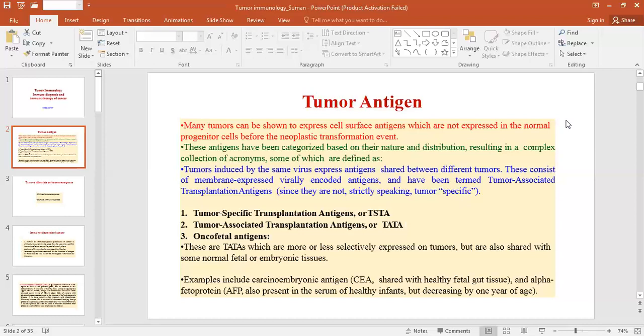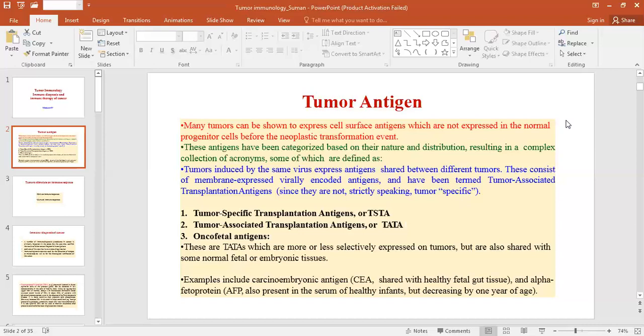The second one is the tumor-associated transplantation antigen. These are the other class of tumor antigens, and these antigens are expressed by the tumor cells and also by normal cells at low level or only during the process of differentiation. The expression of these antigens is considerably de-repressed or enhanced after the process of malignant transformation.